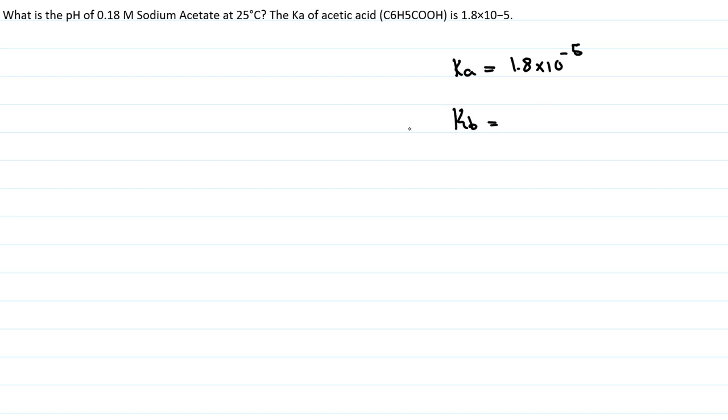So we have Kb of the acid, concentration of the acid, multiply that by the concentration of the hydroxide ion divided by the concentration of the base. Now let's write the chemical reaction. So we have sodium acetate. We're going to add water to it.